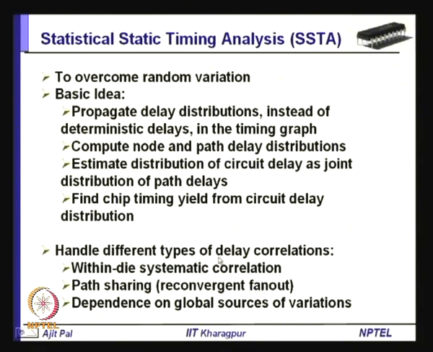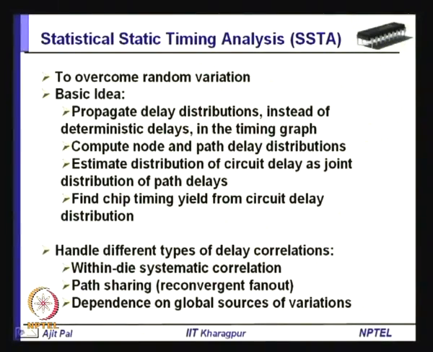So, handle different types of delay correlation: within die systematic correlation, as I have already told. There can be systematic correlation. That means different parts of the die can have different variations because of the imperfection in the photolithographic process, and path sharing, there will be reconvergent fan out, then dependence on global sources of variations. So, you have to handle different types of delay correlation by the statistical static timing analysis.